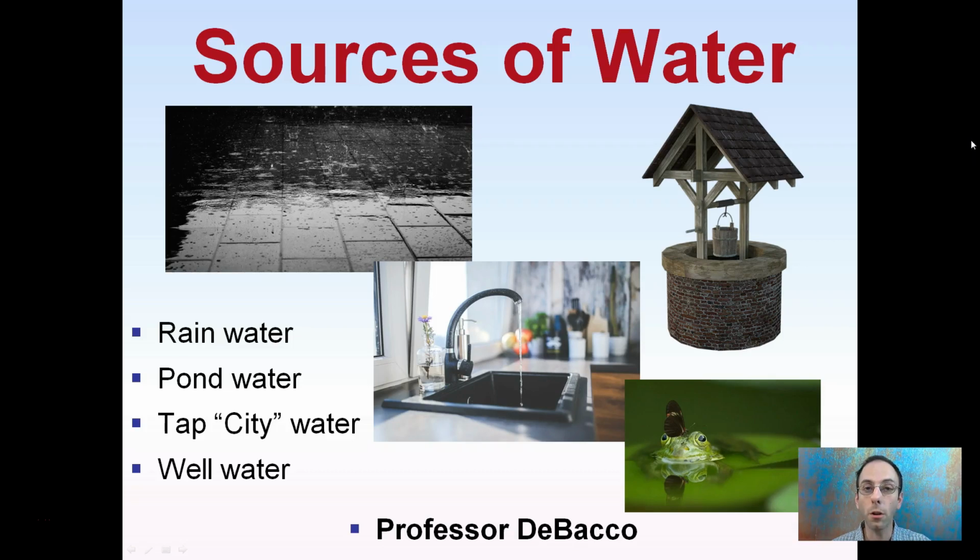So when we're irrigating our crops, we want to be considering what source of water we're going to utilize. Some of the common ones are rainwater, pond water, city or tap water, and well water. I'm going to cover each of these sources briefly, just to give you some background on them.